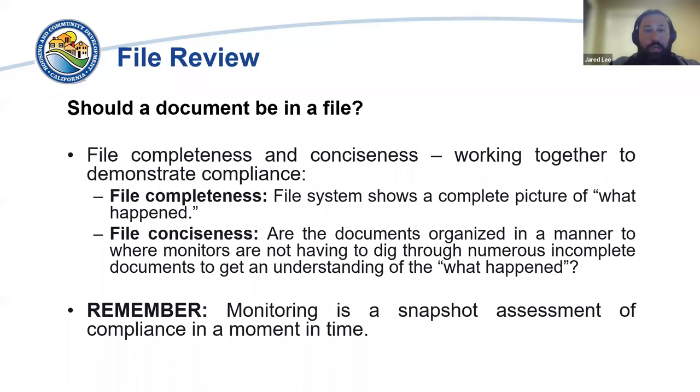So file review: should a document be in the file? In terms of file completeness and conciseness, working together to demonstrate compliance, you want to ensure that your file system shows a complete picture of what happened, right? We talked about some procurement actions. We talked about other decision-making actions. If you have a document in your file that's your point A, and then another document that's your point B, you show the evolution, the justification of how you went from point A to point B in implementing your program or project, even as it relates to a very specific action like procurement.